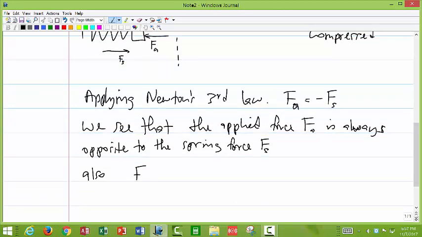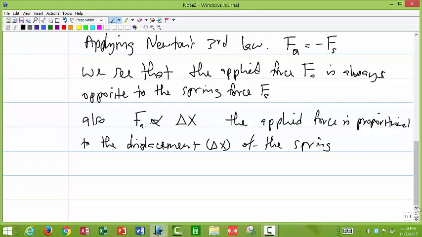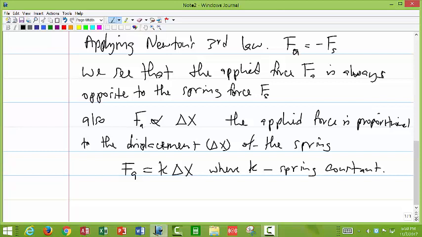Also, the force applied is proportional to the displacement of the spring. We can remove the proportional sign and put in what is called a constant of proportionality, K, and we introduce an equal sign, so we have F_A equals K delta X, where the constant of proportionality K is called the spring constant. If we want to write this in terms of the spring force, the spring force is therefore equal to minus K delta X. This is what is called Hooke's law. So the spring force is equal to negative K delta X.